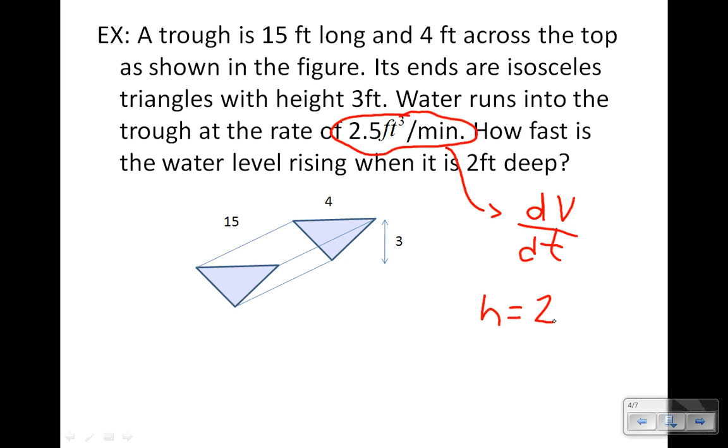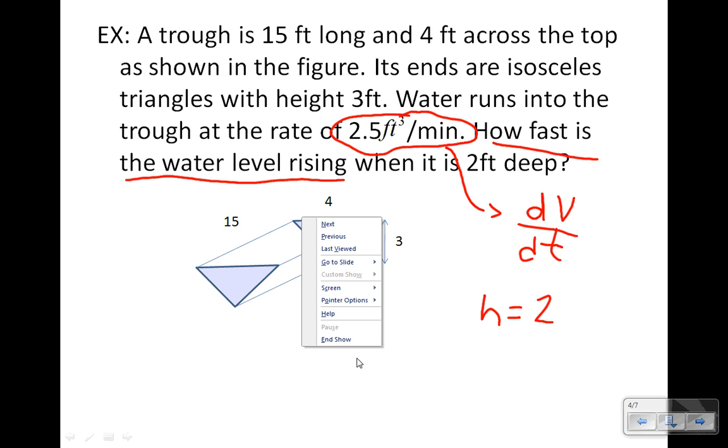So the water is filling our trough from the bottom up, and at the point when the height of the water is 2 feet, the question is, how fast is the water level rising? So again, I'll underline how fast is the water level rising. If our water level is what we've been calling h here, then the question is asking us for a rate, dh dt. How do I make that go away?